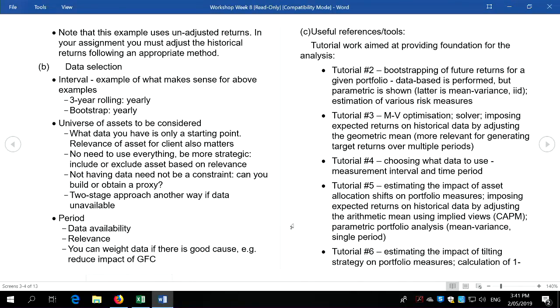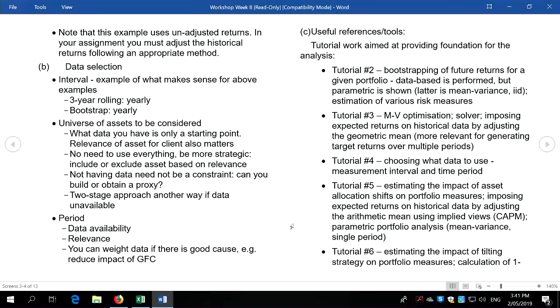So, the data selection. With the tutorial discussion, lecture discussion, and also mismatch exam, you should have a fairly good understanding of how to choose the data interval and the sample period for your client. So these are the considerations I'm not going to repeat.